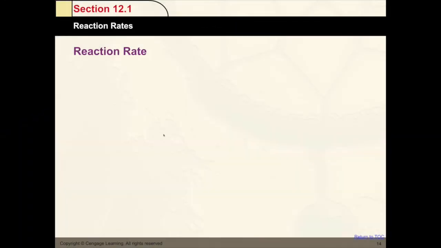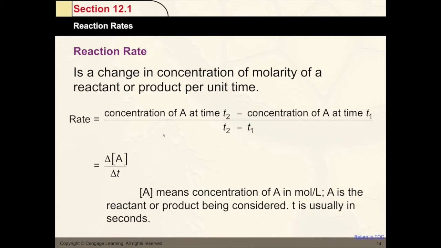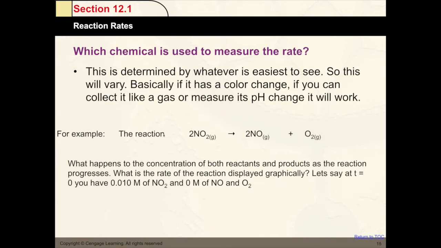How do you determine that? Well, you need something to measure that rate, and it is determined by whatever is easiest to see or measure. So they might look at a color change, if you could collect the product like a gas, or if they could measure the pH change. It varies. So whatever is easiest to measure in a reaction is what they're going to measure to determine the rate. We're going to take a look at, for example, this reaction here.